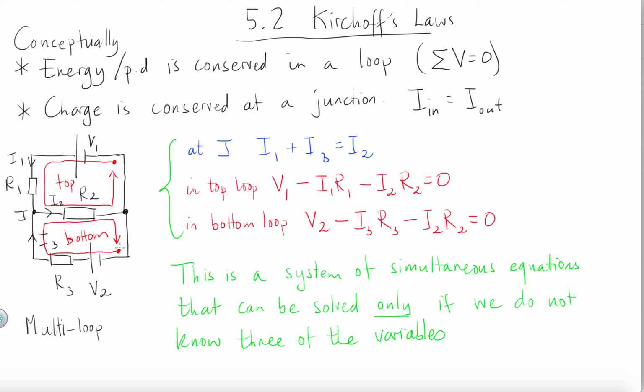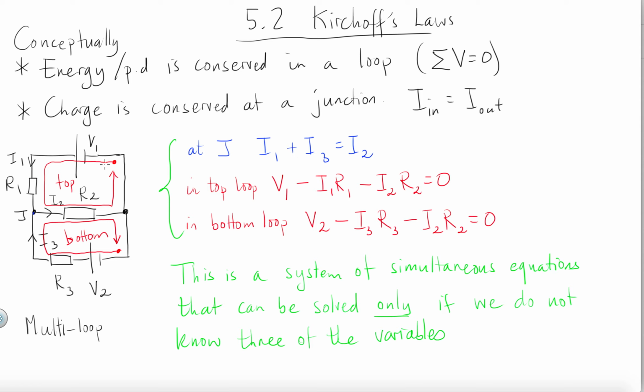It's up to you which direction you make the loop, but it's easier to make the loop go from negative to positive across the cell, because then that gives you positive potentials for the cell. So in terms of Kirchhoff's junction law, if we look at this junction here, the two currents going into the junction are I1 and I3. So I1 plus I3 must equal I2.